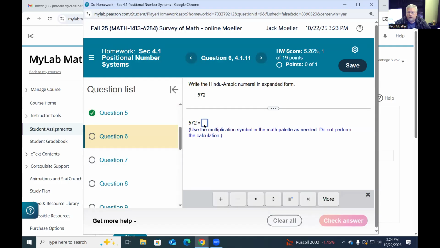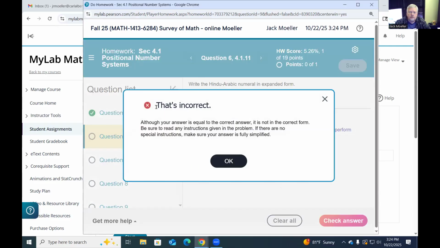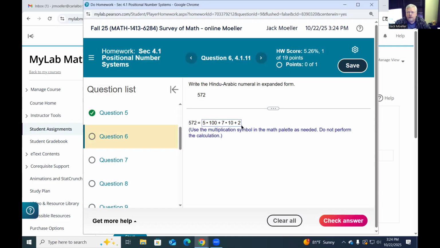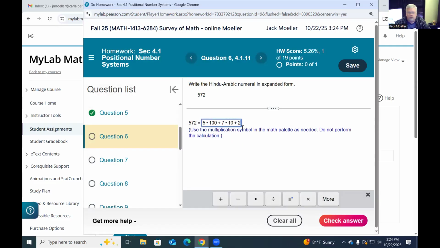Let me play around with this just a little bit. So we know that's 572, so that's 5 times 100. So let's try this. 5 times 100 plus 70 is 7 times 10 plus 2. Let me leave off the times 1, see if MATLAB accepts it. See, so it says that's incorrect. So you definitely have to have that times 1 on there, or it will count it wrong.